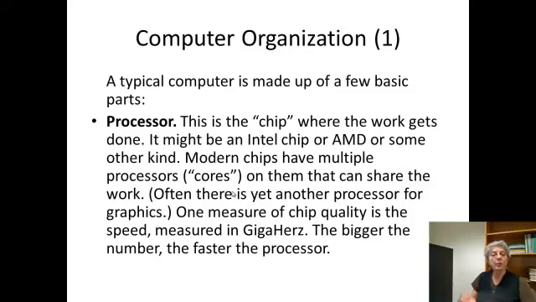So first of all, there's a processor. And sometimes this is called the chip. It's where the work gets done. Typical brands are like Intel or AMD. So they're companies that specialize in building these chips.